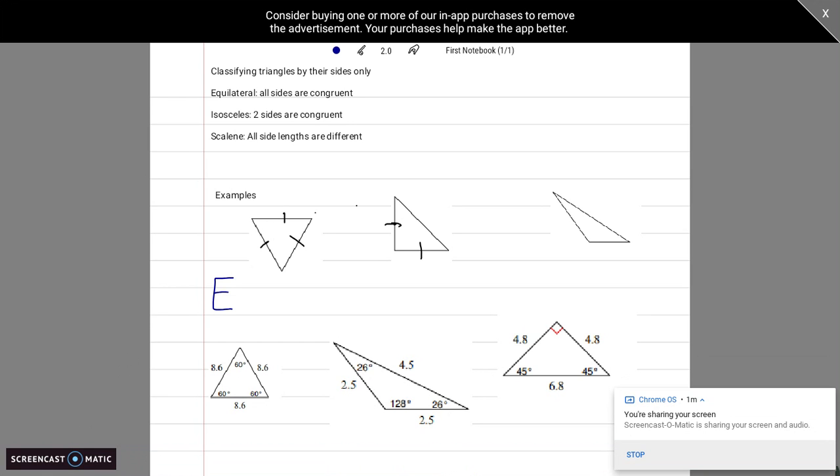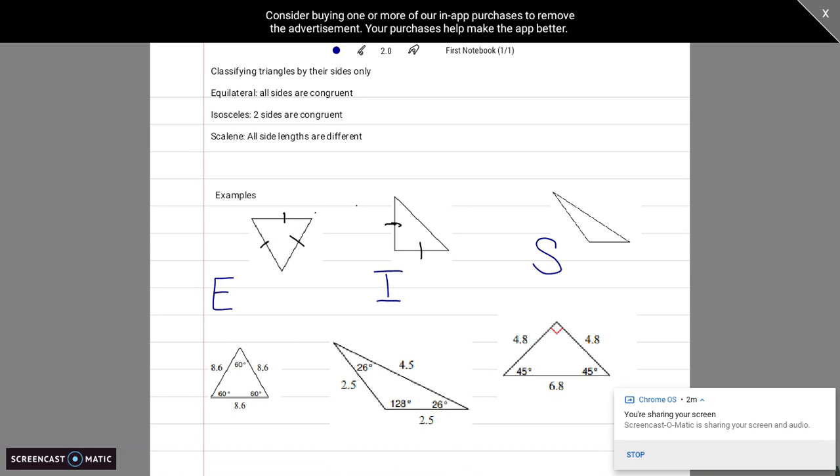Let's look at the next one. Here I have 2 sides that have that tick mark, so 2 sides are the same measurement. That makes this an isosceles triangle. And the last one, I have no tick marks on this triangle, and I can't assume that any of the side lengths are the same because I'm not given any other information. So this will have to be a scalene triangle.